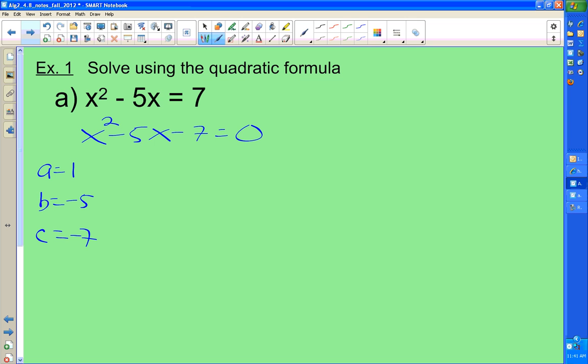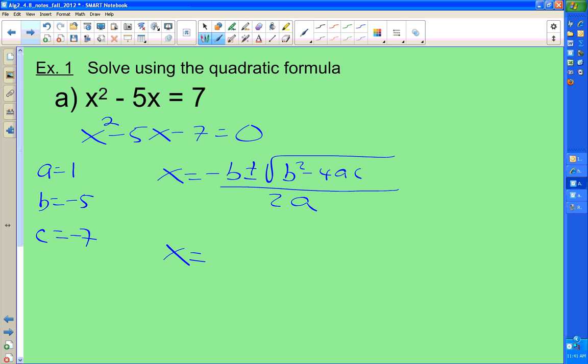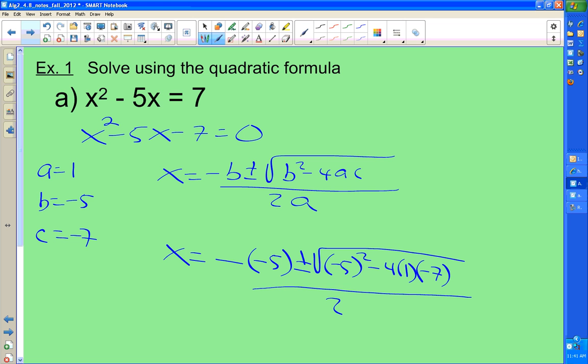So the quadratic formula, x equals the opposite of b plus or minus the square root of b squared minus 4ac all over 2a. If you write that down before you use it for a few problems, you're probably going to get it memorized pretty quick. So in this problem, x is going to equal the opposite of -5 plus or minus the square root of -5 squared minus 4 times a times c, all over 2 times a.